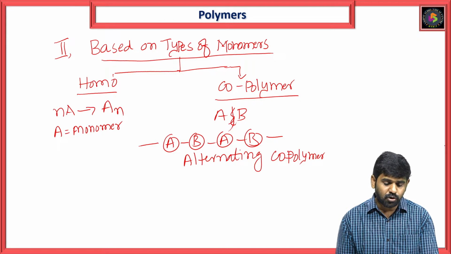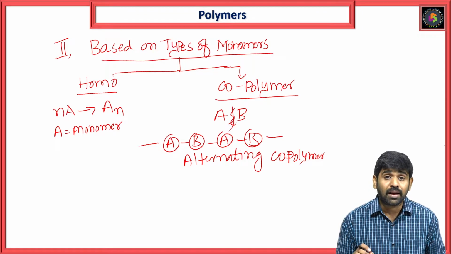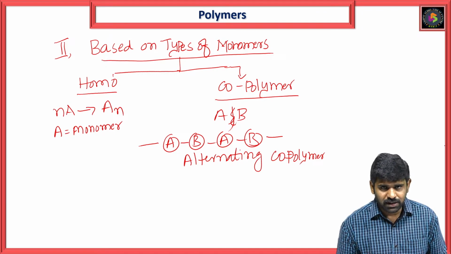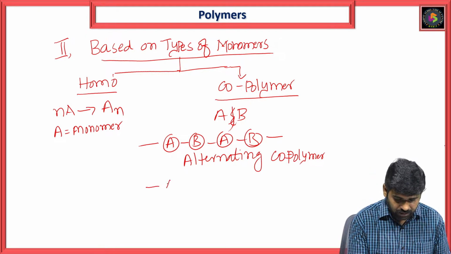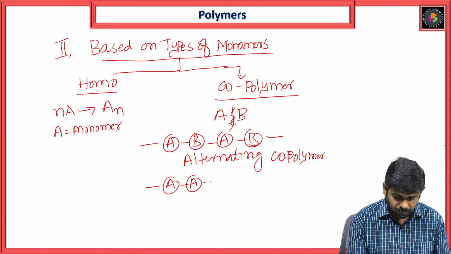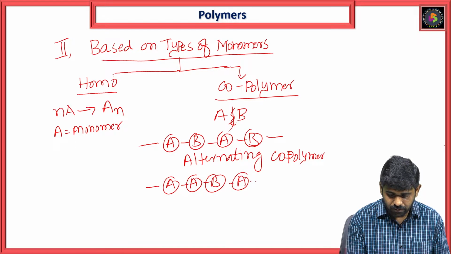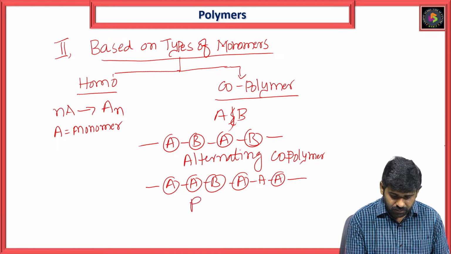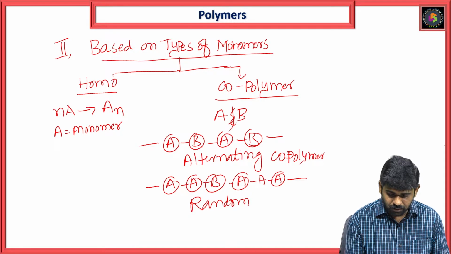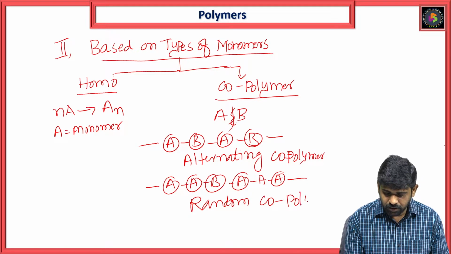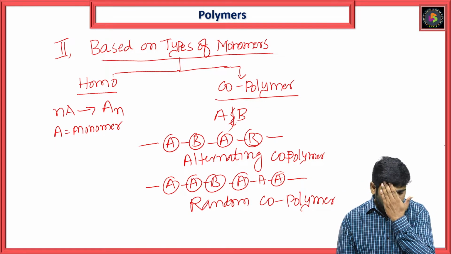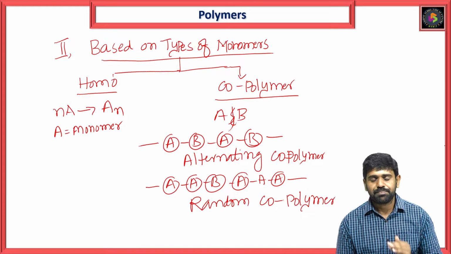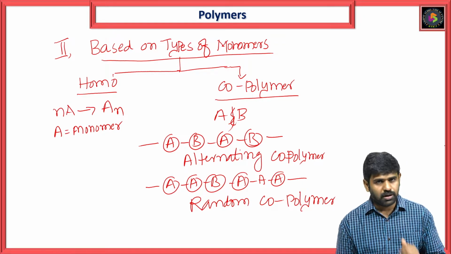If two different types of monomers like A and B are arranged in a random manner, then the polymer is called a random copolymer. So based on types of monomers, polymers are of two types, homopolymer and copolymer.